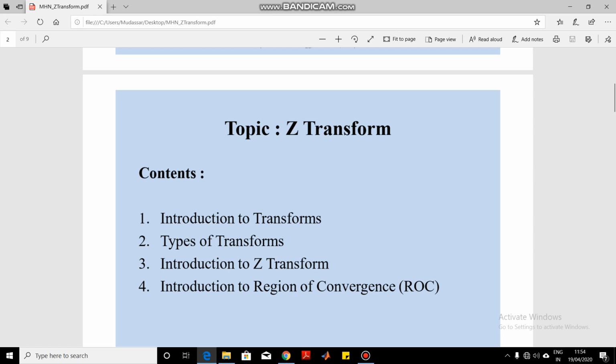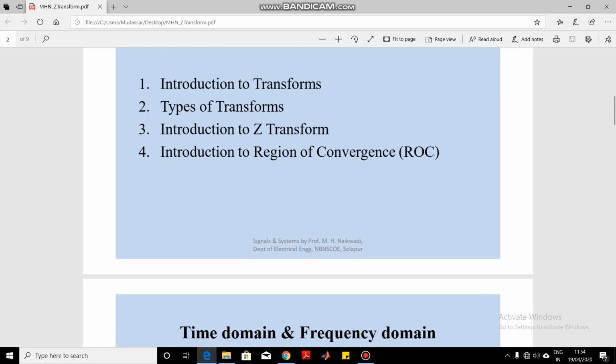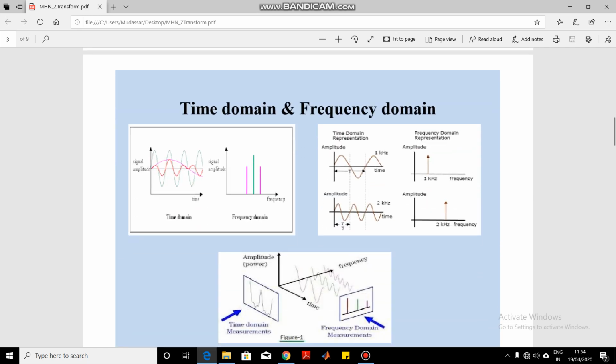So before directly going to Z transform, we will try to understand in this lecture what is meant by transform, what are the different types of transforms. Then we will go to the Z transform, what is the need of Z transform, and then we will try to understand what is the meaning of ROC, which is called as the region of convergence of Z transform.